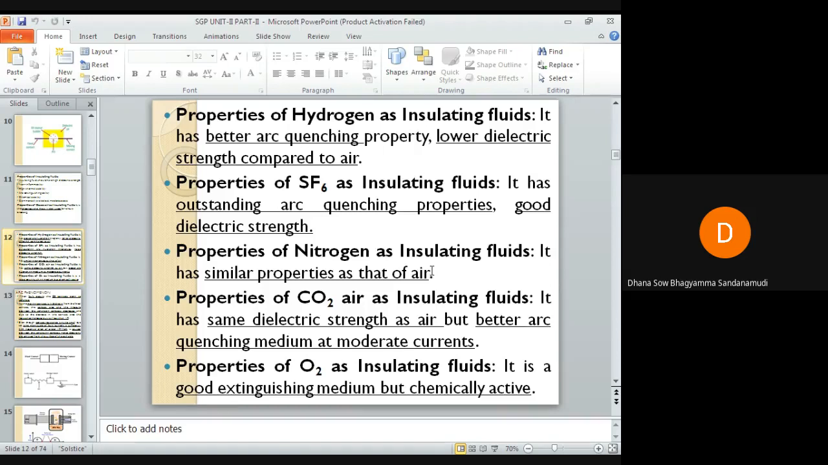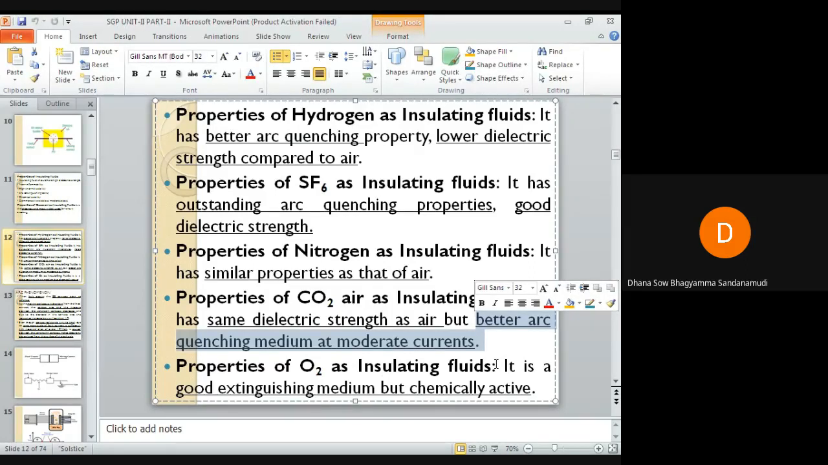Next, let us consider nitrogen gas. Nitrogen has similar properties to that of air, meaning its arc quenching property as well as dielectric strength are similar to air. Next, let us see the properties of carbon dioxide. Carbon dioxide has the same dielectric strength as air, but it is a better arc quenching medium at moderate currents, when compared to air.